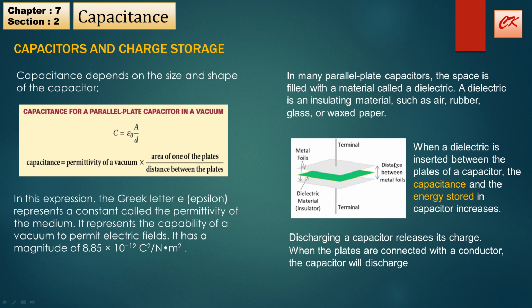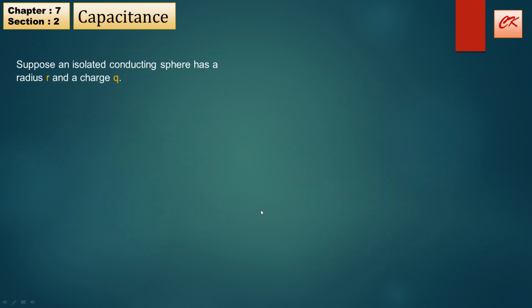If you connect the two plates with a conductor, one plate is charged positively and the other is charged negatively. So when we connect them with a conductor, the electrons will flow toward the positive plate.